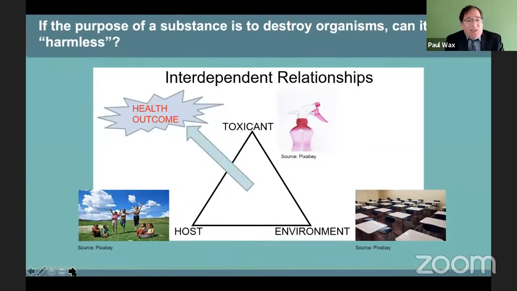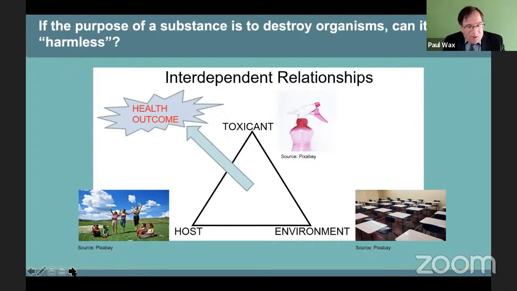So if the purpose of a substance is to destroy organisms, can it be harmless? And you have to, again, come back to the point that we use disinfectants to kill microorganisms. We'd like them to only kill microorganisms and not to harm anything else. But we have to look at a variety of different factors here. There's the host, and not all hosts are the same. Some hosts are much more vulnerable to various chemicals than others. And so host factors are very important.